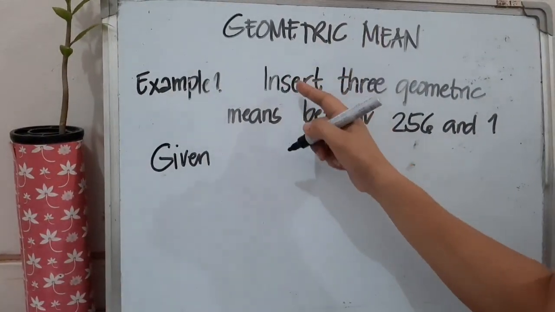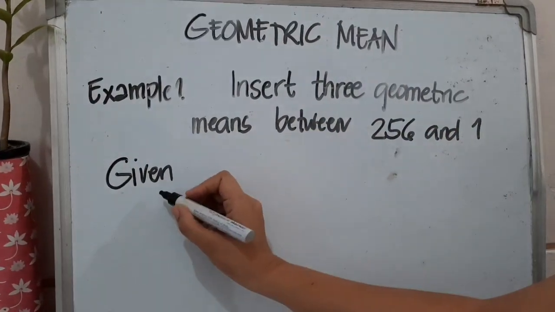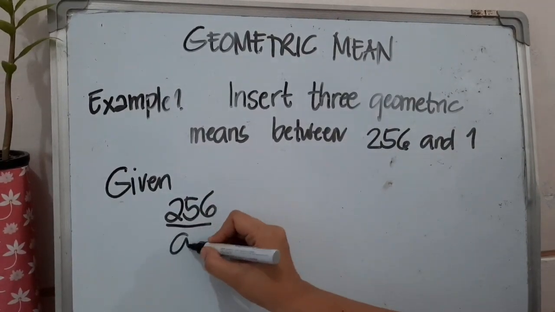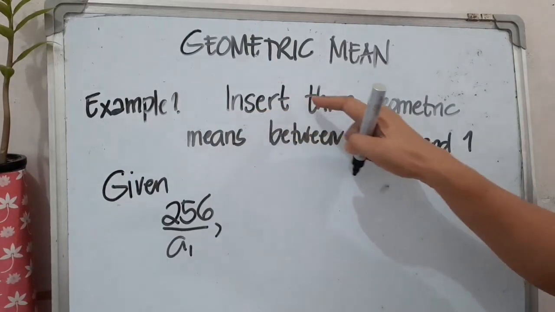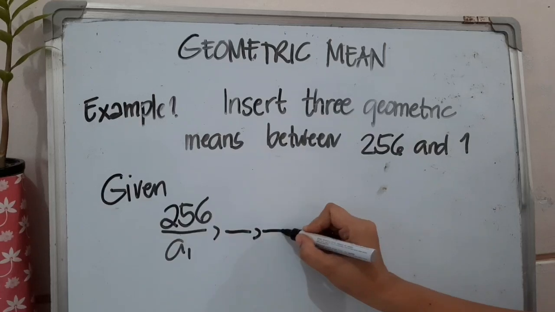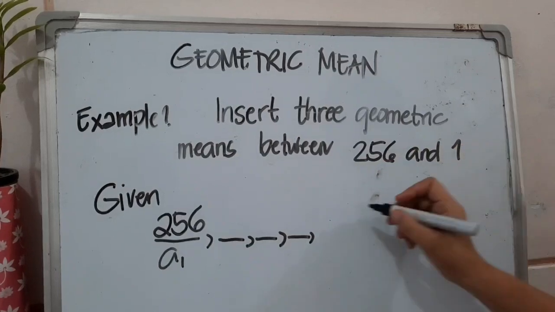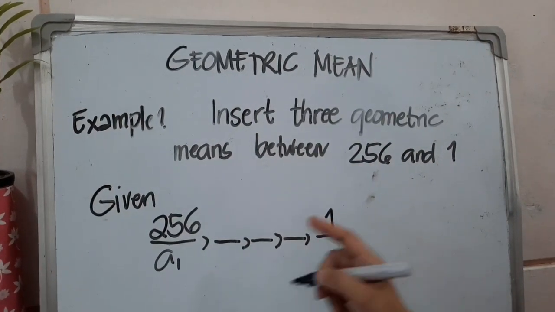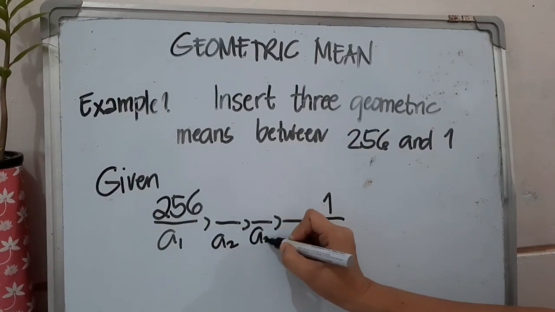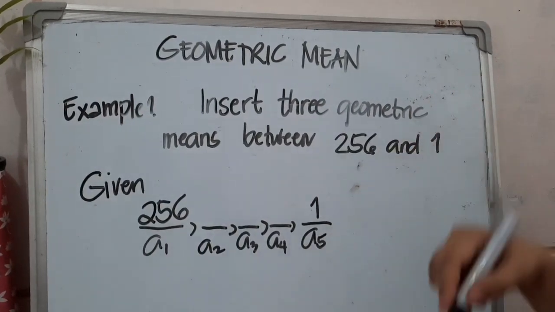Our given here, we have insert 3 geometric means between 256 and 1. We have to write first our 256. 256 automatically is our first term. Since it asks for insert 3 geometric means, we will be inserting 1, 2, 3 terms. And then our last term will be 1. If we're going to count, the first term, this will become second term, this will become third term, this will become fourth term. Automatically, 1 is our fifth term or our last term.